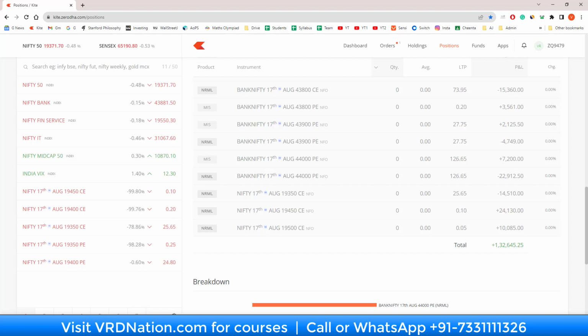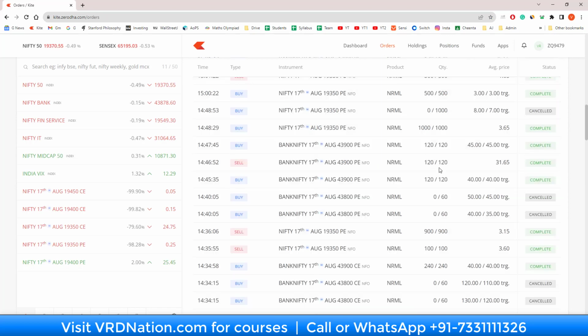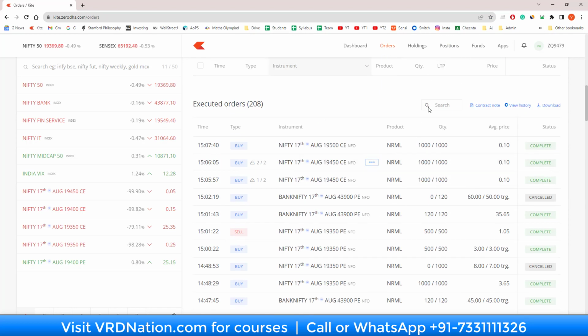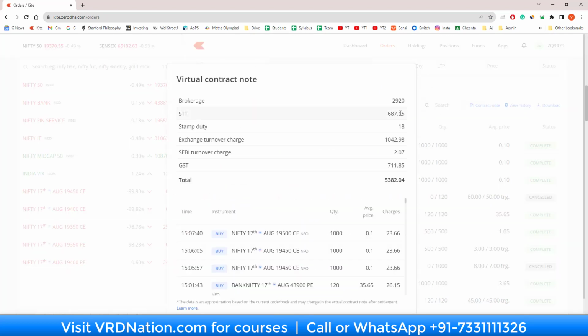So this is a good feature. I'm sure other brokers should also introduce this feature at some point. It's a very powerful feature where you don't have to wait till the end of the day. During market hours you can see your orders, and based on that you will get a sense of whether you overtraded or took your trades based on logic and strategy. Okay, so that is the concept of the virtual contract note.